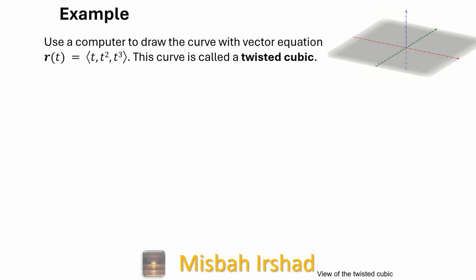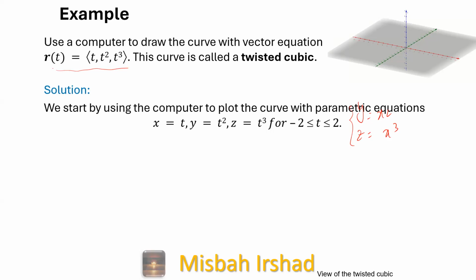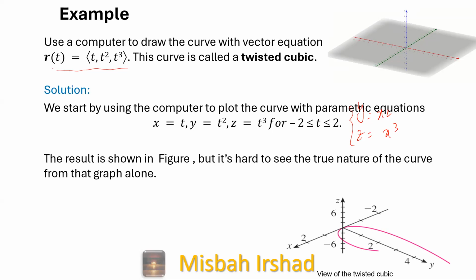Okay, let's have another example. We have another vector function, r(t) is equal to (t, t squared, t cubed), and its curve is called the twisted cubic. We'll see how it would be drawn. This is also a curve of intersection of two surfaces: y is equal to x squared, z is equal to x cubed. If we draw these surfaces, the curve of intersection would be this curve. So here x is t, y is t squared, and z is t cubed. And if we draw this, we have this curve.